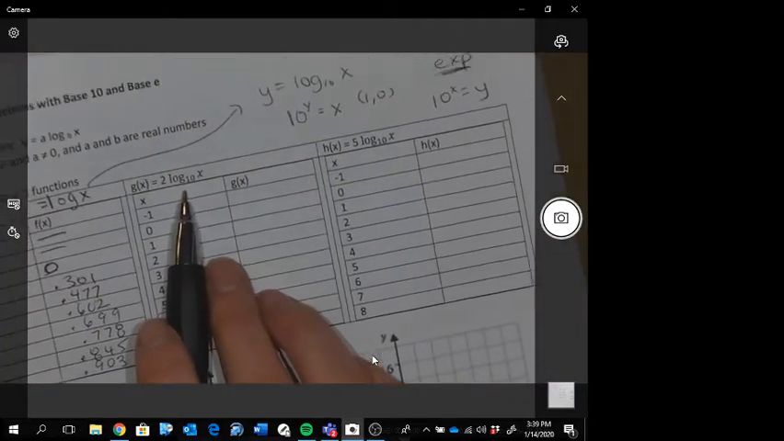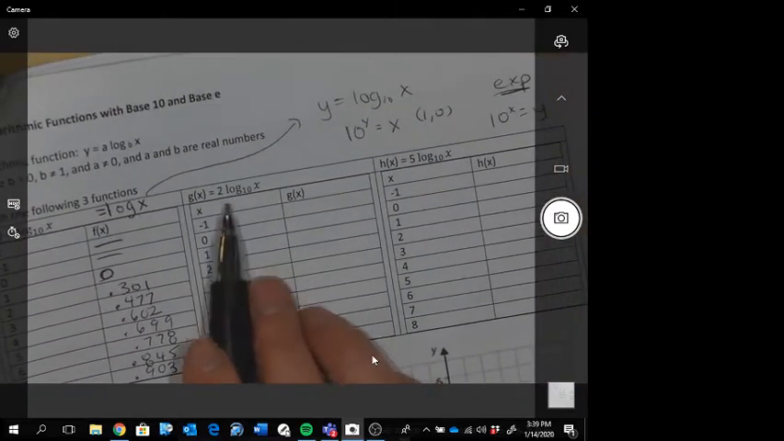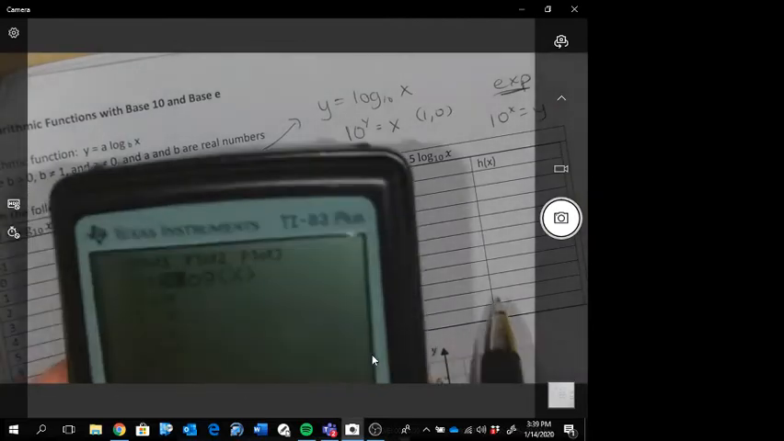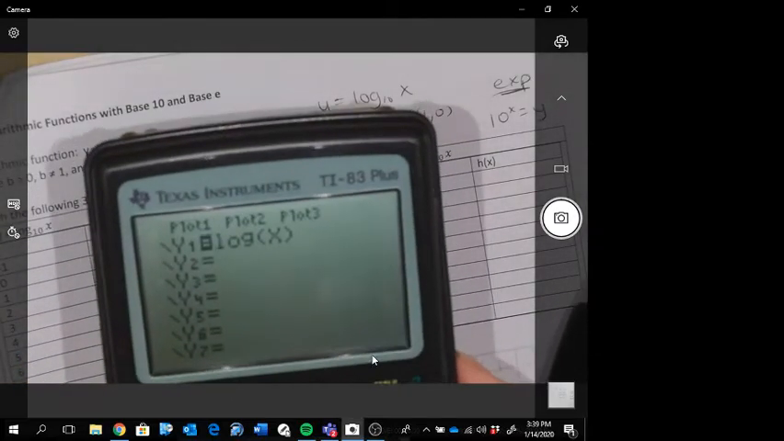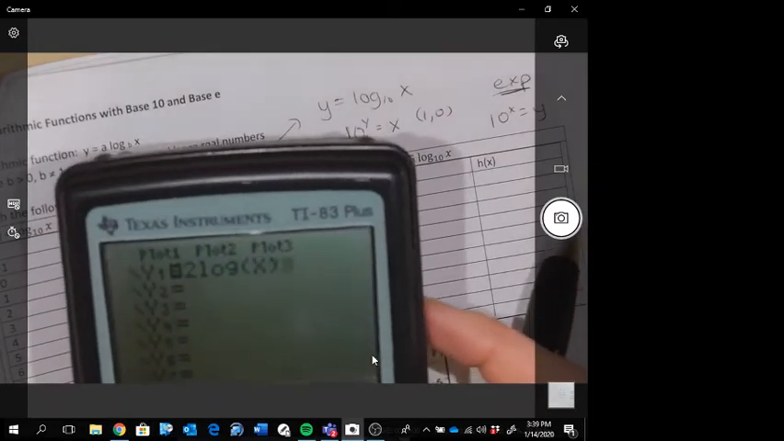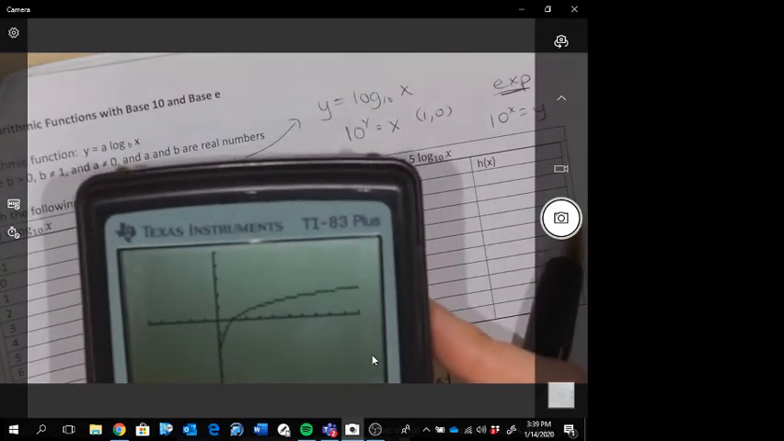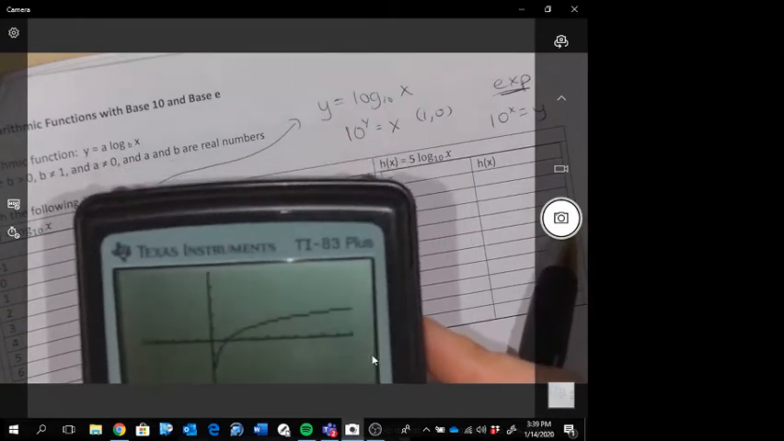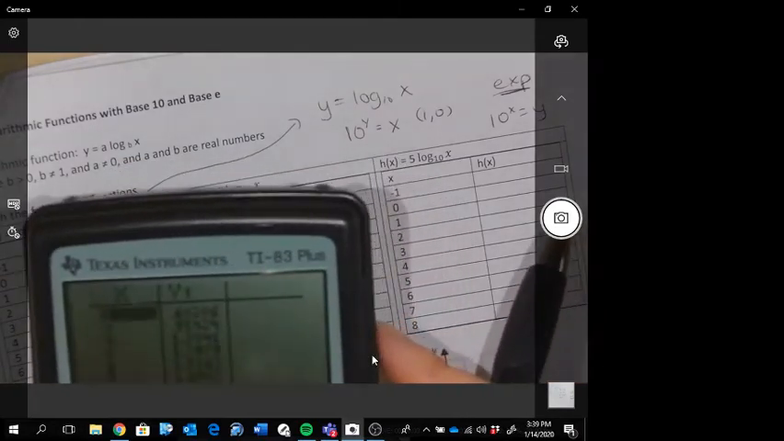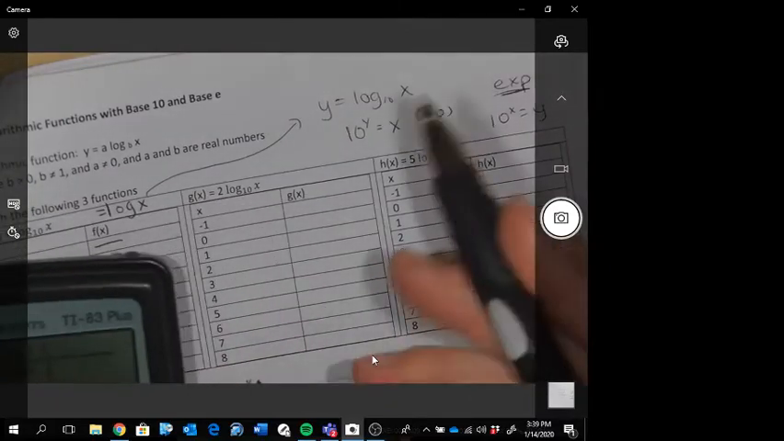Okay, what happens if we do the same thing but throw a 2 in the front? So I'm going to go back to my y equals, insert a 2, and graph. Okay, so this looks like it's going a little higher. So I will go to my table of values. Obviously those were all errors.